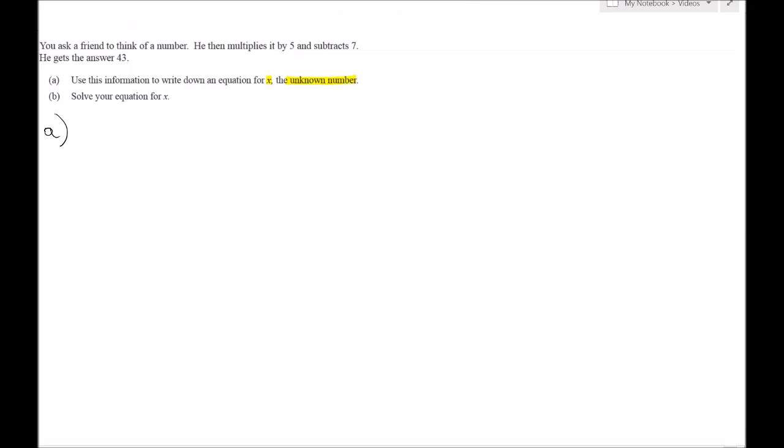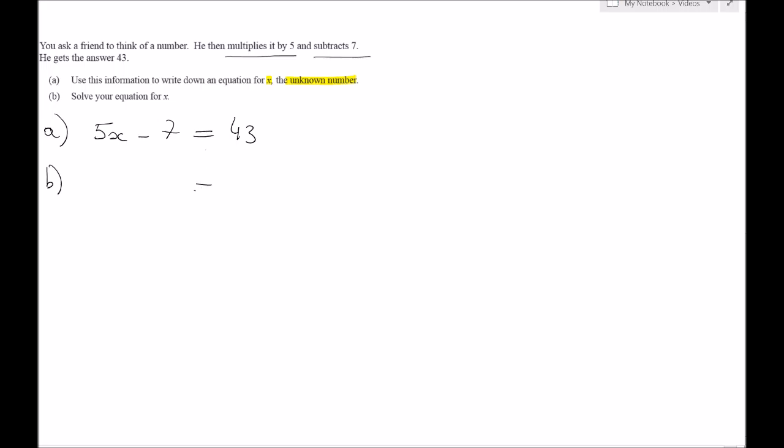All right, what happens to my unknown number? He multiplies it by 5 and subtracts 7. So that means multiplying by 5, that's 5x, so 5 times x, but we don't write the times. And you subtract 7. Okay, so first we multiply and then we subtract, not the other way around. And the answer he gets is 43. Voila. So 5x minus 7 is equal to 43. And now the B question asks you, solve this equation.